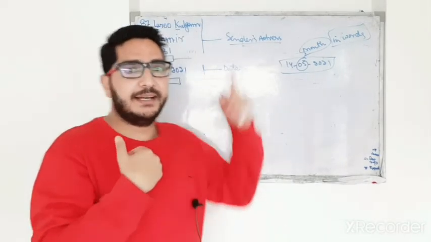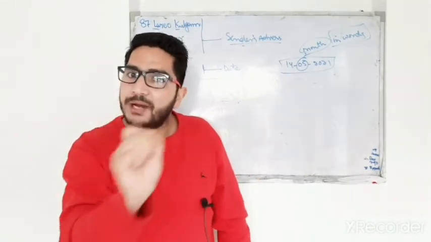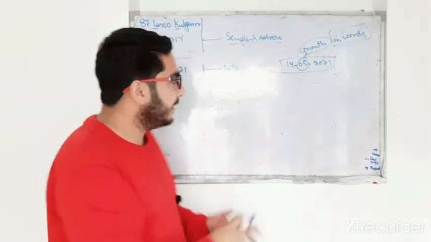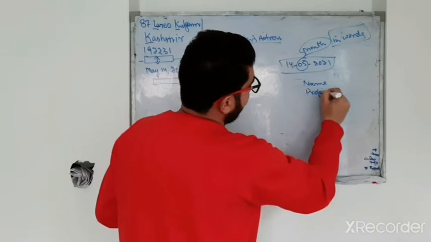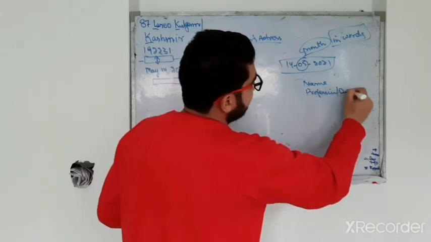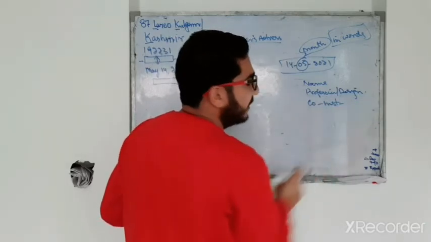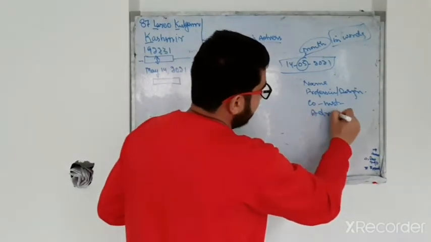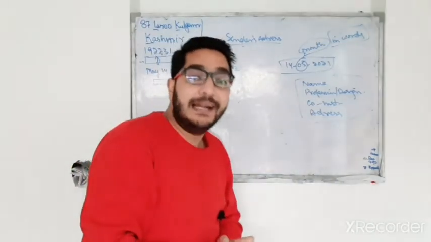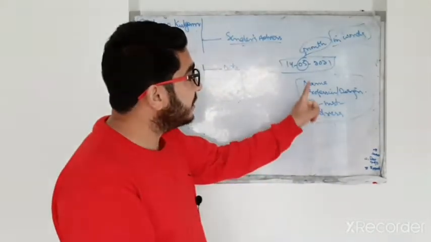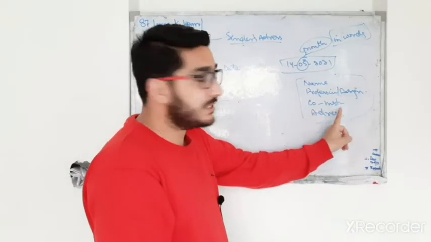For example, I am writing the letter. This is my address. Then the date. Then the person to whom I am writing the letter. I have to write his name in the first line. In the second line, his profession or designation. In the third line, the company or institute in which he works, and in the fourth line, his address. So we have to take care of these things while writing a recipient's address: name, designation, the company or institution in which he works, and then address.